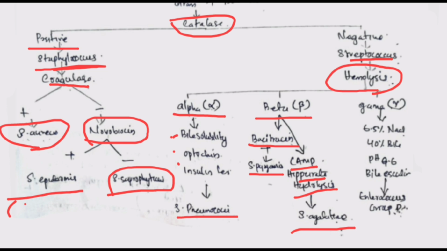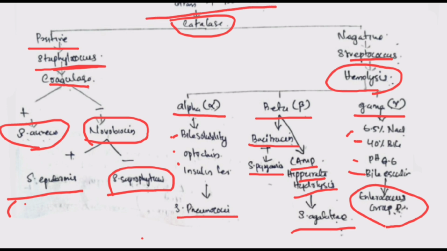Gamma hemolysis means no hemolysis. The organism here is Enterococcus, which belongs to group D. It can grow in 6.5% NaCl, 40% bile, and pH 10.6, and also shows bile esculin positivity. This step is very important because once you understand this table, you can easily identify and differentiate all gram-positive cocci in the lab.